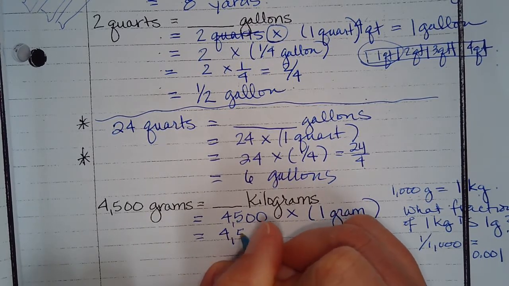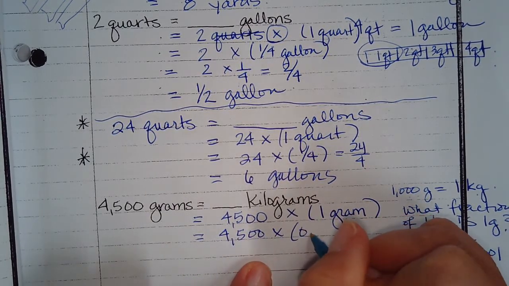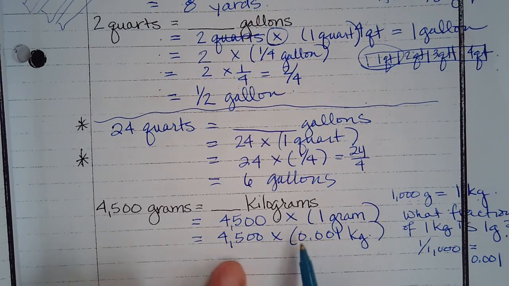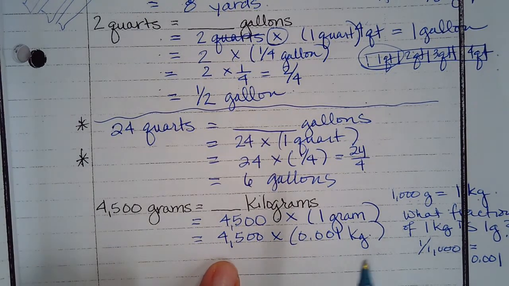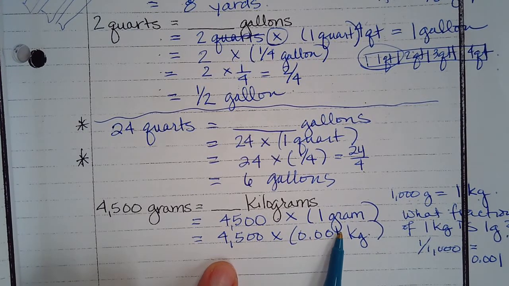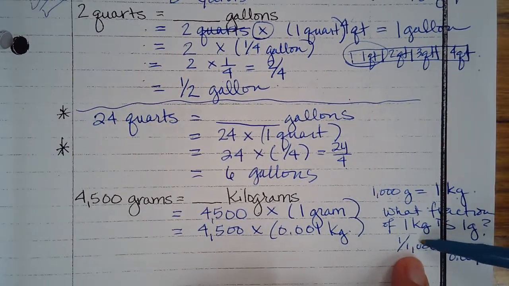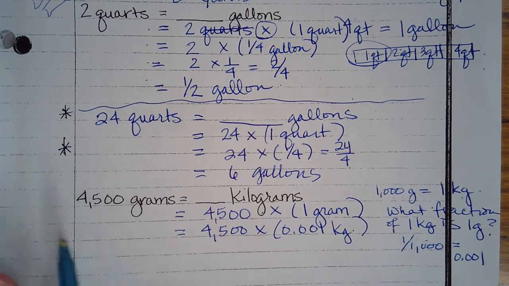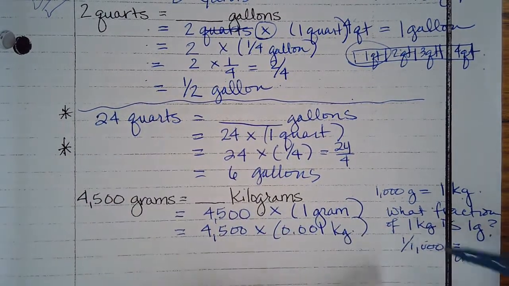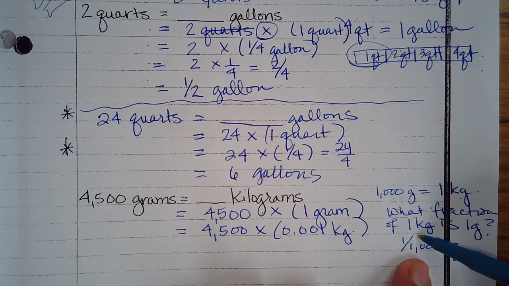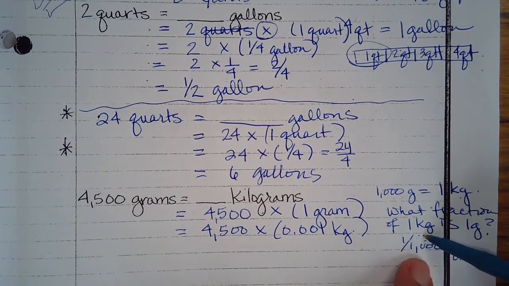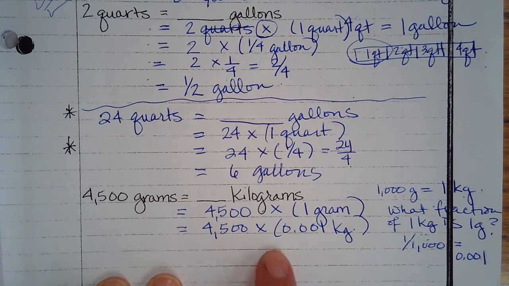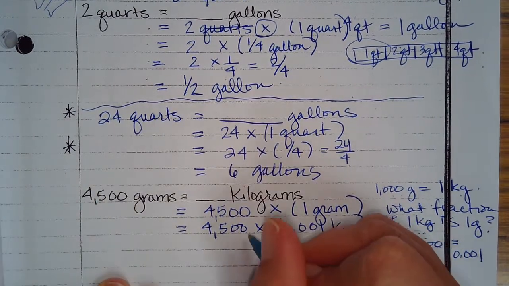So 4,500 times 0.001 of a kilogram. Now, what do we remember from yesterday when we were multiplying by a decimal? Remember when we're just multiplying by 10, 100, and 1,000, our decimal point just heads this direction. But remember yesterday we talked about a fraction. A decimal is a fraction, and a fraction is division, right? So instead of my decimal moving this direction, how is it going to go this time?